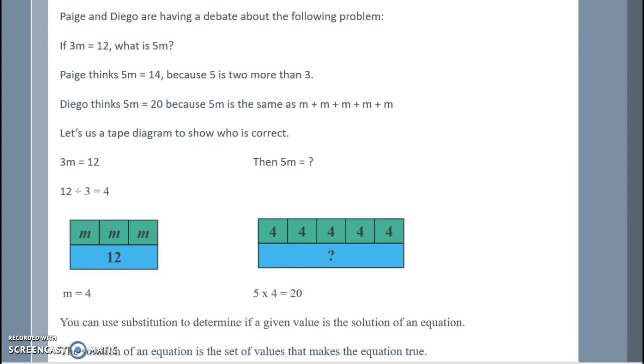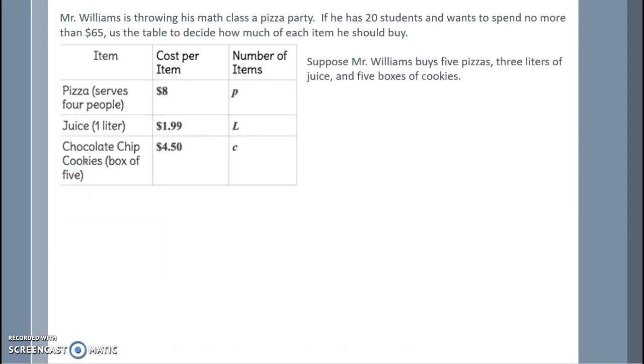You can use substitution to determine if a given value is the solution of an equation. The solution of an equation is the set of values that makes the equation true. Mr. Williams is throwing his math class a pizza party. If he has 20 students and wants to spend no more than $65, use the table to decide how much of each item he should buy.